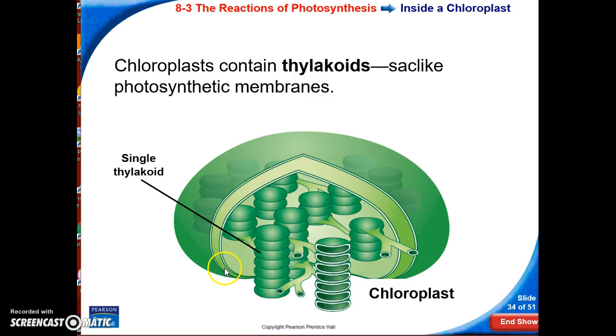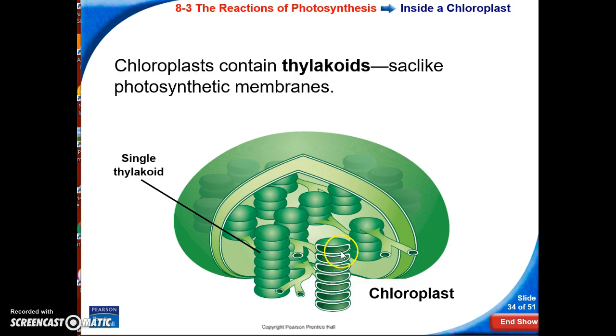So within a chloroplast we have two major structures or portions. The first is the thylakoid. And so thylakoids, an individual or single thylakoid, looks like a pancake. And then when we have a stack of these, they're called granum. And thylakoids are like empty sacs. They actually have an empty space within them.